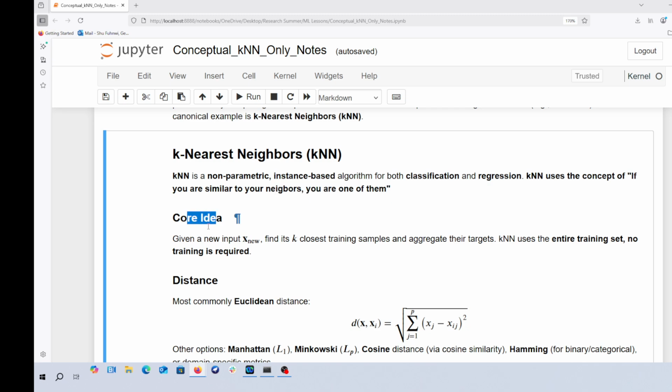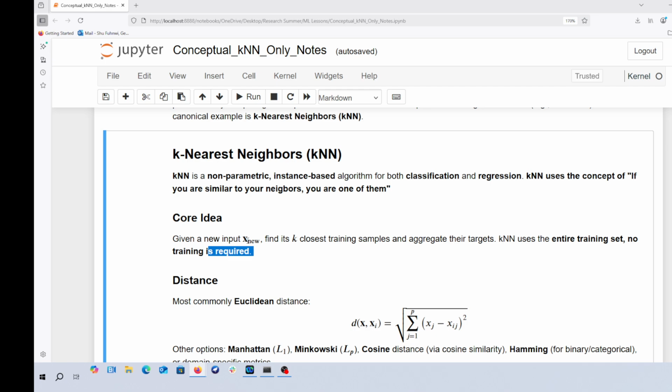So the core idea here for KNN is, given an input feature like X new, we find the K closest training samples and aggregate their targets. So KNN uses the entire training set. No training is actually required, because we are not trying to obtain parameters, like in the case of a parametric form like regression, where we have to train a model to obtain the parameters and then use them to do some predictions. For KNN, we are not training that model. We are just using the entire data set.